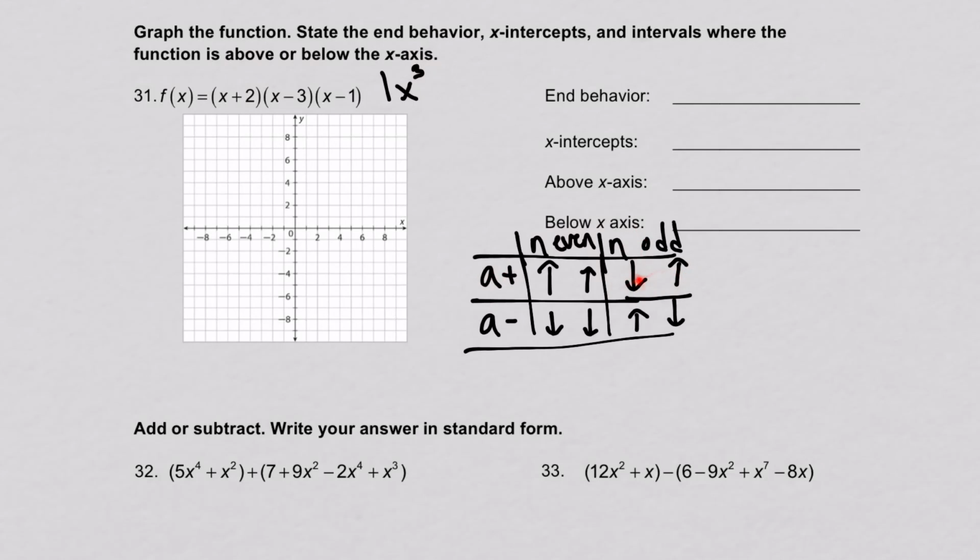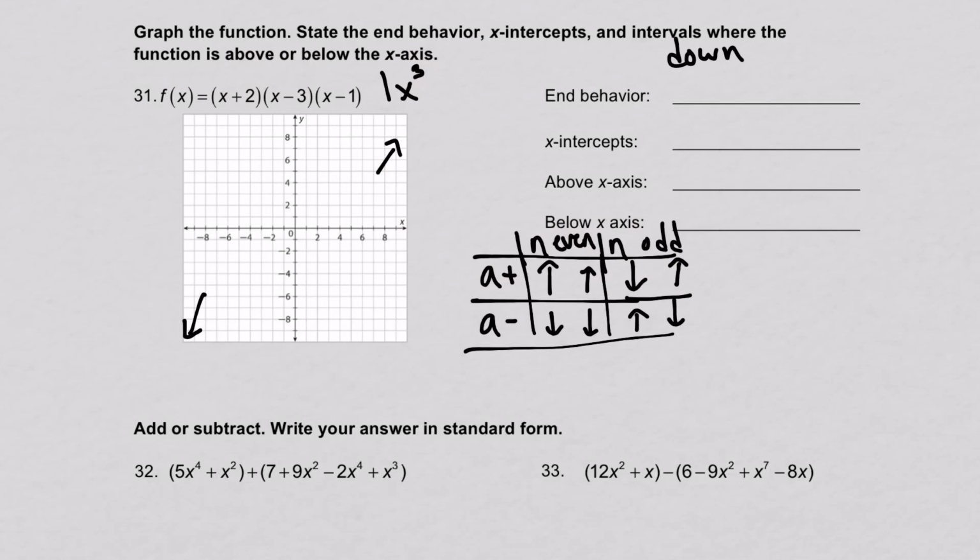My end behavior is going to be down and up. Down on this side, up on that side. That's what we mean by down and up. As x goes further to the left, it goes down. As x goes further to the right, it goes up. So the end behavior is down and up.